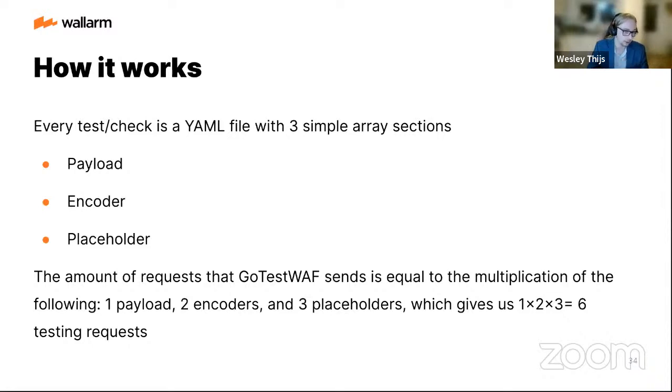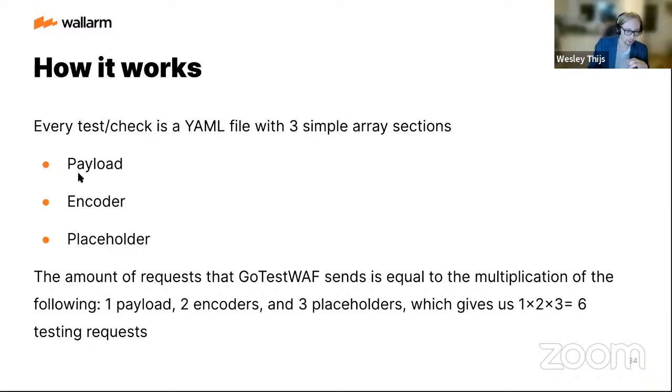And every test/check is basically a YAML file with 3 simple array sections. We'll be looking at that later as well, because it might not be making as much sense right now. But we basically have a payload, an encoder, and a placeholder. Now, the amount of requests that GoTestWAF sends is equal to the multiplication of the following.